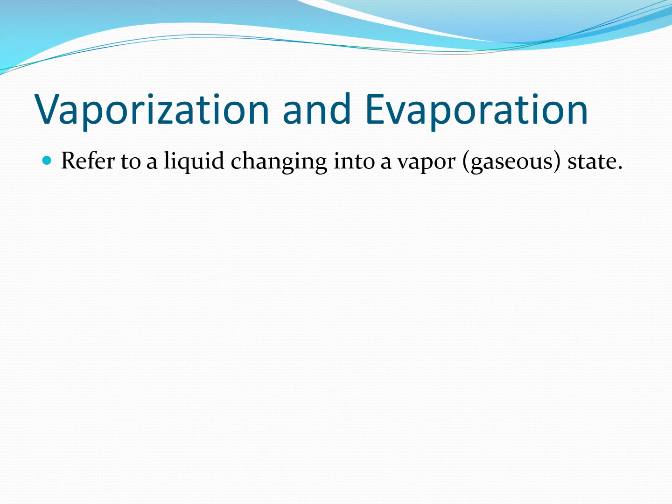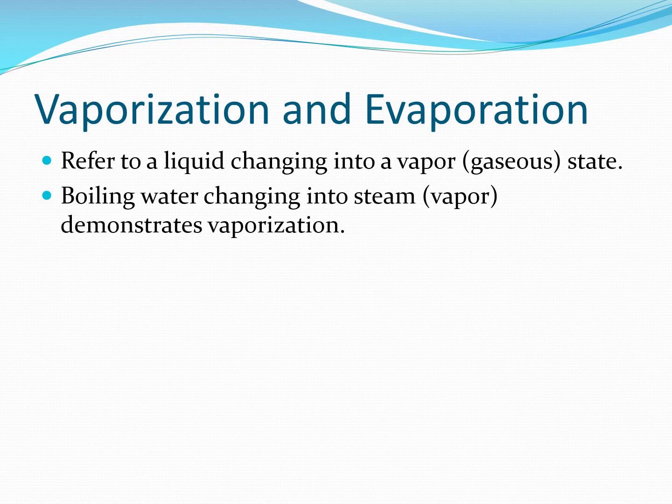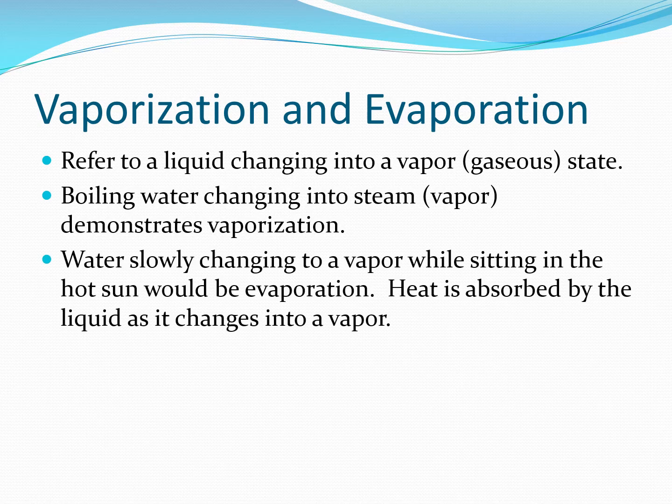So we get into vaporization and evaporation. This is going to be important to understand how this refrigerant works in the automobile, because it's going to have a vaporization stage and it's going to have an evaporation state as well. So anytime that we refer to a liquid changing into a vapor or a gaseous state, we're talking about vaporization or evaporation. Boiling water changing into the steam vapor demonstrates this vaporization. Water slowly changing to a vapor while sitting in the hot sun would be evaporation. So it'd be like a puddle sitting in your driveway or the parking lot, and as the heat is absorbed by the liquid and changes into vapor.